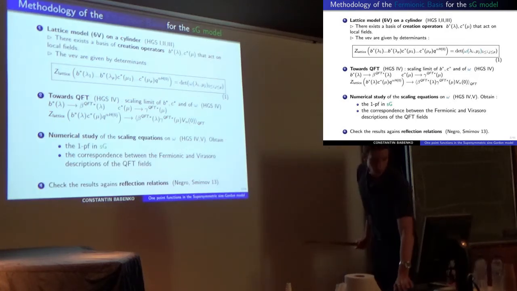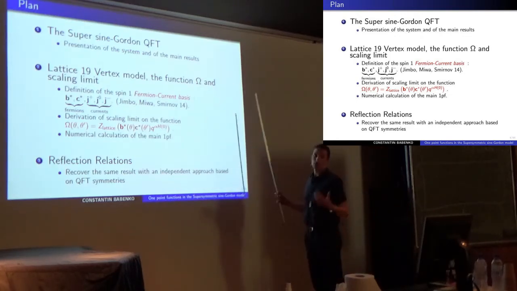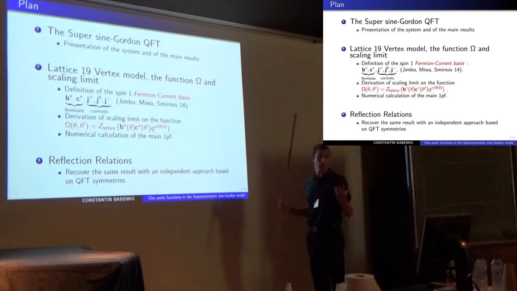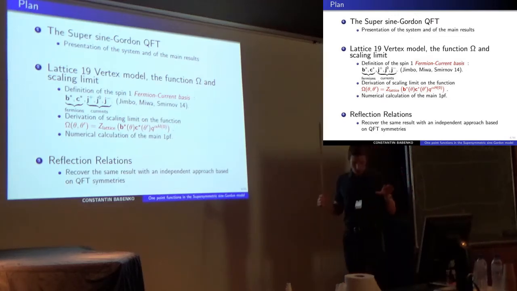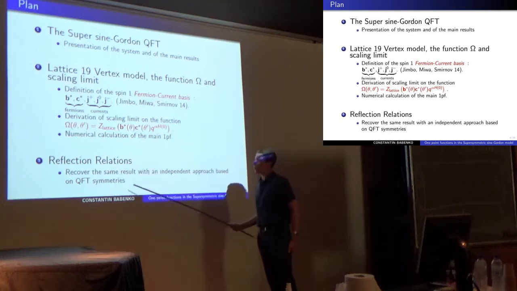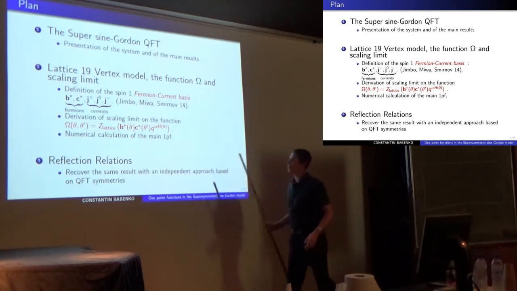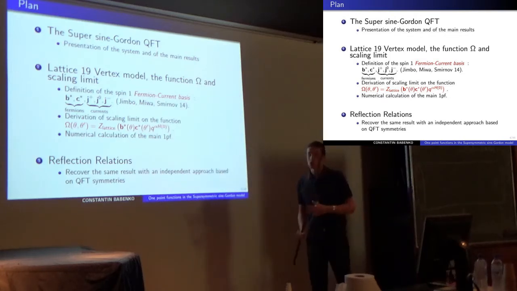So what I would like to do today is first to present to you the super sine-Gordon QFT and show you the results that we got. And then, as you understood, there are these two ways of proceeding to the one-point function. Either you go from the lattice towards the scaling and you get the one-point function as a numerical study of the scaling equation, or you use the reflection relation and its compatibility with the fermionic basis. Today I will mostly speak about this first part.